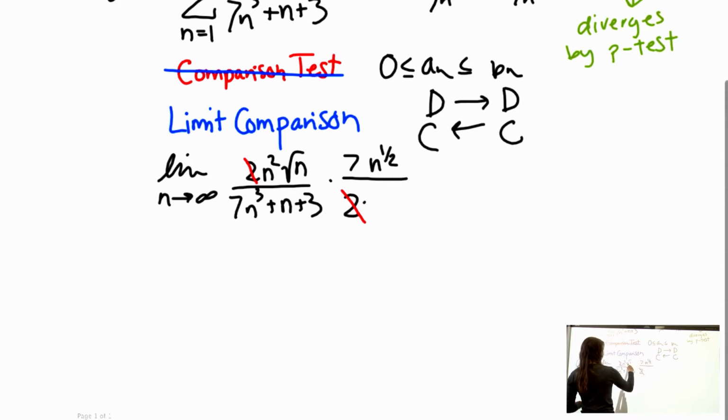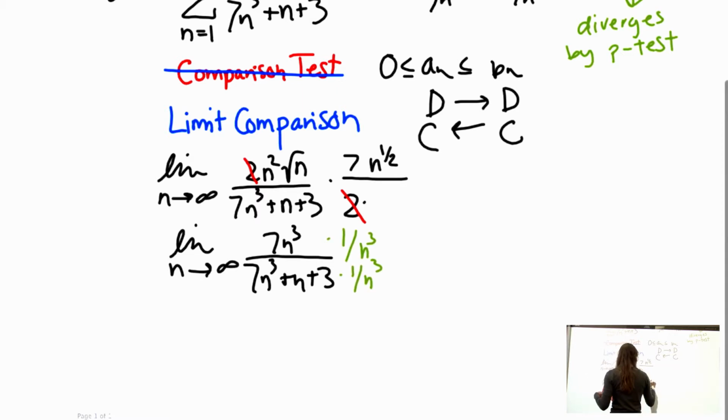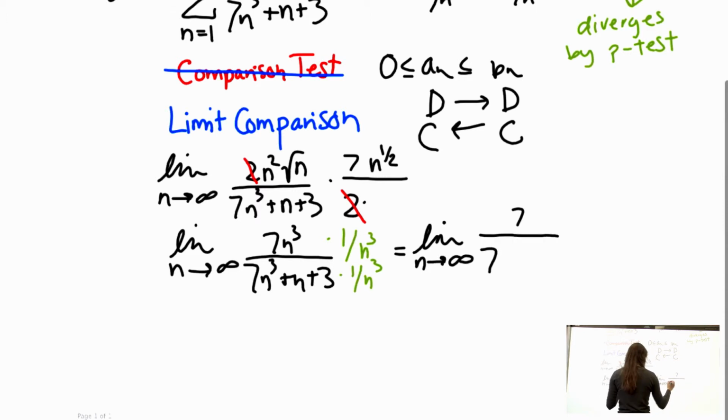So we have this n to the 1/2, we have another n to the 1/2, and we have an n squared. So this can be rewritten as 7n cubed over 7n cubed plus n plus 3. We just combined all of these exponents. Then, if we multiply top and bottom by 1 over n cubed, we get the limit as n goes to infinity of 7 over 7 plus 1 over n squared plus 3 over n cubed.